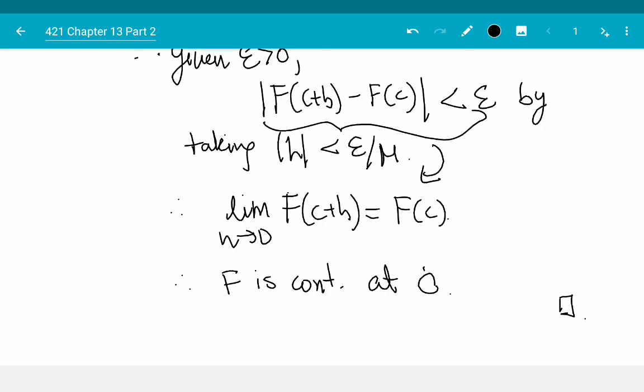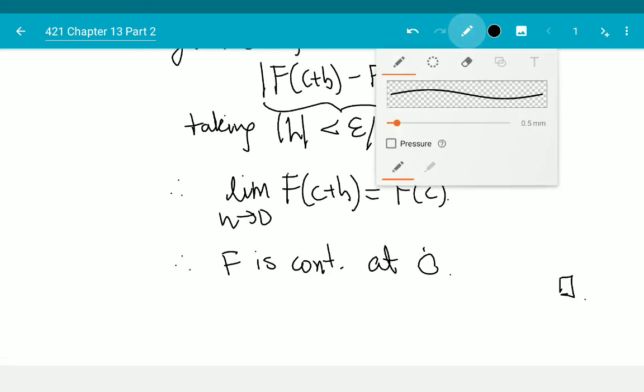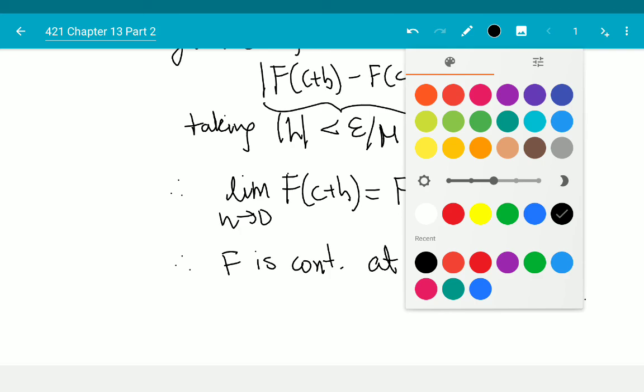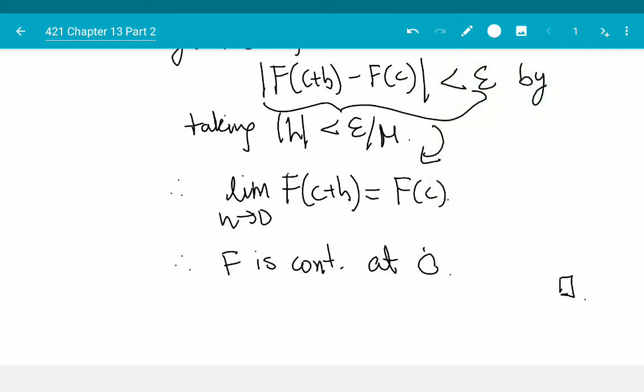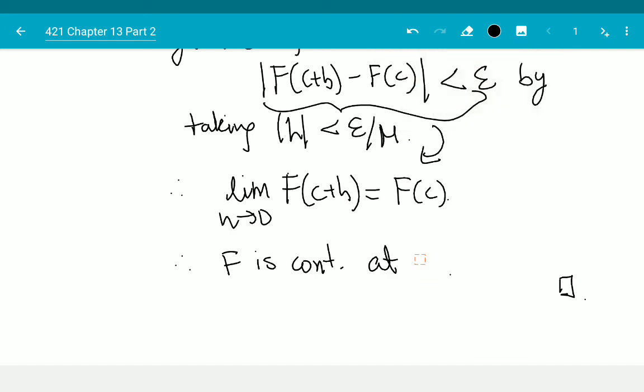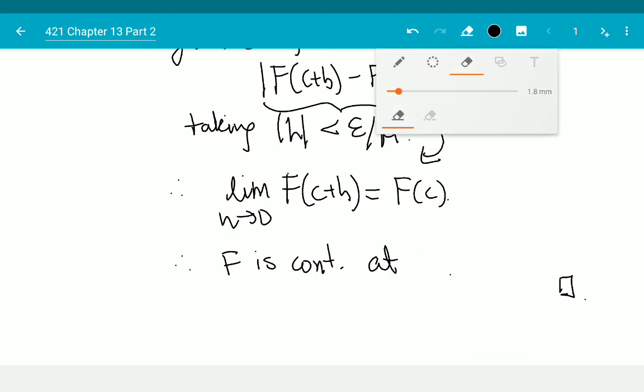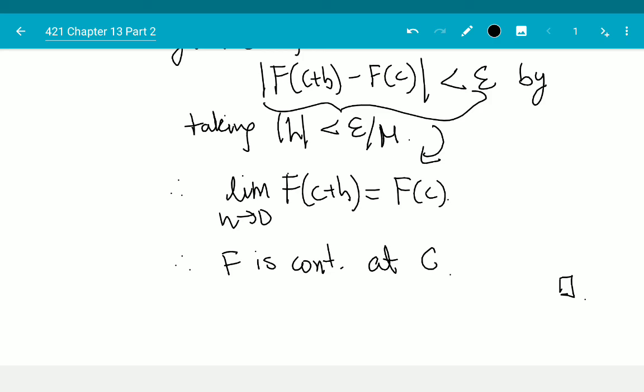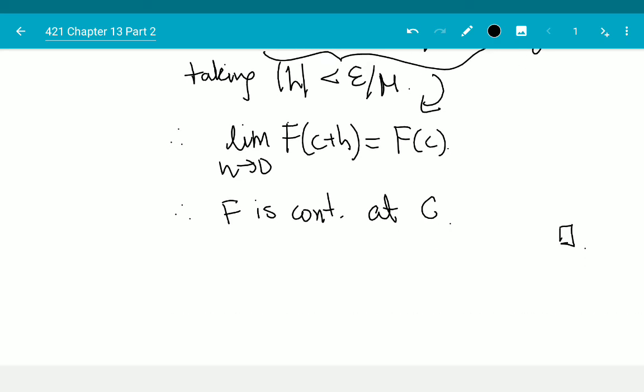Okay, and that proves our big theorem. Since this is true for every c, F is continuous on the entire interval a to b. Okay.